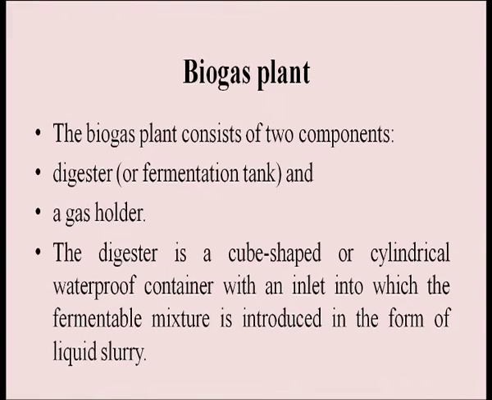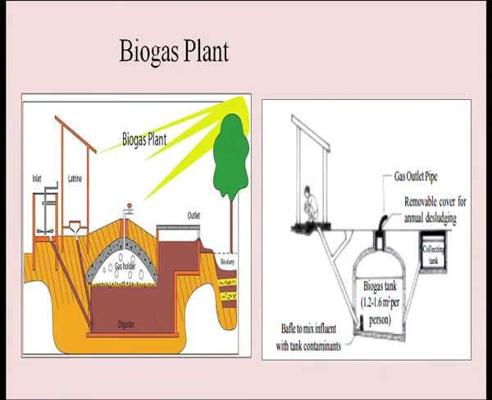Biogas plant. The biogas plant consists of two compartments. One is the digester or fermentation tank and the other is the gas holder. The digester is a cube shaped or cylindrical waterproof container with an inlet into which the fermentable mixture is introduced in the form of a liquid slurry. So, this is the diagram of the biogas plant.